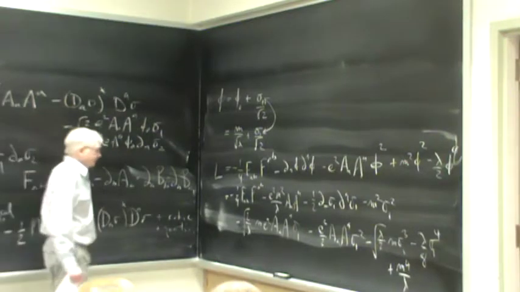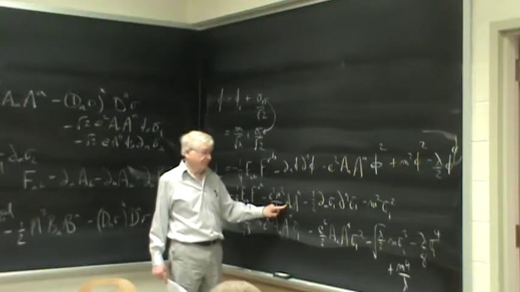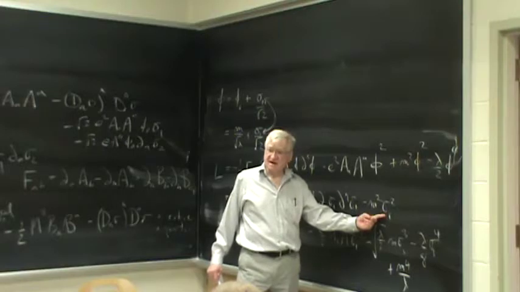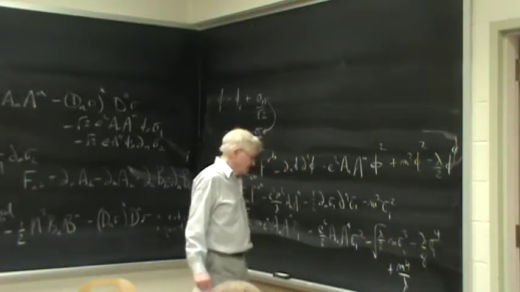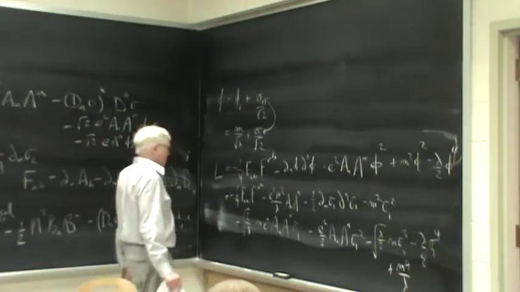And what do we have then? We have a massive gauge boson here. We then have one massive scalar field. There's no sigma 2. This is called unitary gauge.